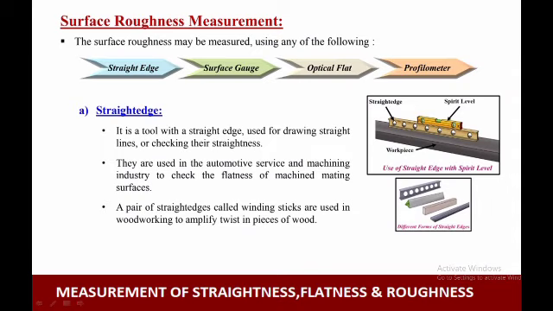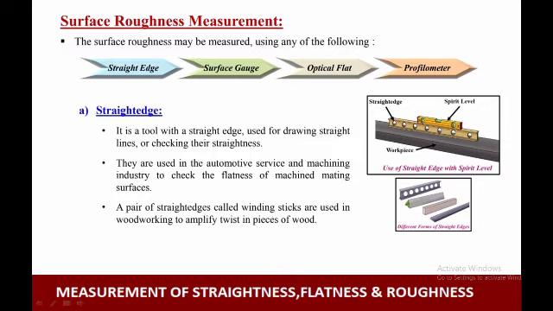Now moving towards the important part of this topic: how this surface roughness is being measured. The surface roughness can be measured by using any of the following processes. It may be a straight edge, surface gauge, optical flat or profilometer. First we'll see the straight edge.